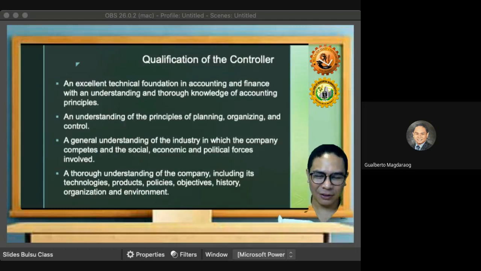Okay. If you wanted to become a controller, ano daw yung mga qualifications na hahanapin sa'yo para maging controller ka?